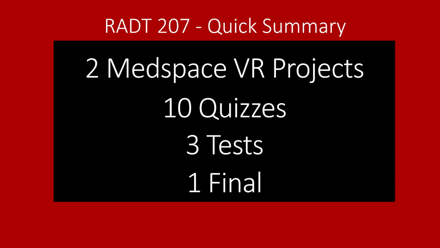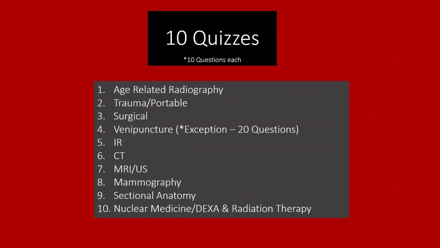All right, for RAD 207, a quick summary. You will have 2 MedSpace projects, 10 quizzes, 3 tests, and 1 final. 10 quizzes, 10 questions each. We have age-related radiography, trauma, portable, surgical. Venipuncture is the only exception, with 20 questions for this quiz. IR, CT, MRI, ultrasound, mammo, sexual anatomy, nuclear medicine, DEXA, and radiation therapy.